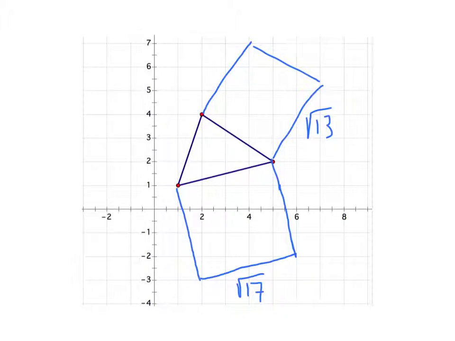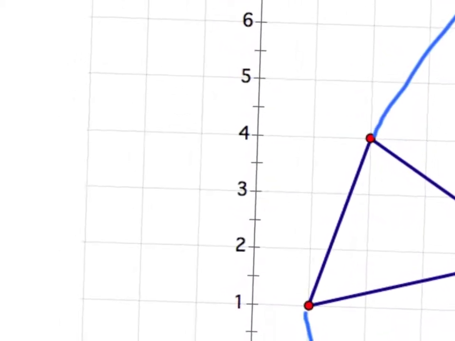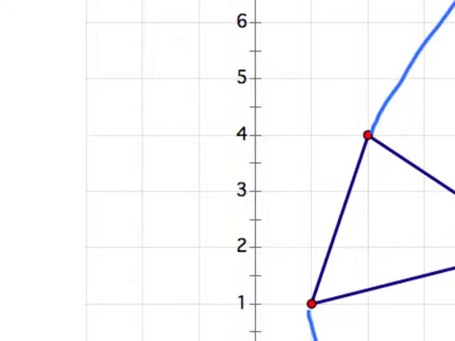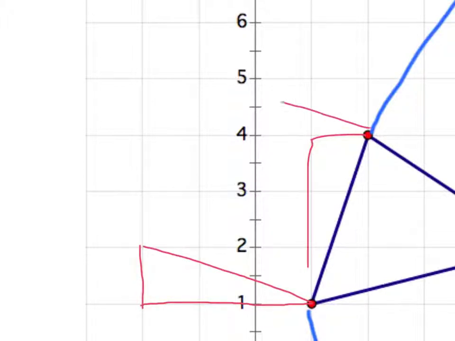Alright, let's do our last one here. Having way too much fun with this. Okay. This has a rise of 3 and a run of 1, which means that the slope of this one is going to be a run of 3 and a rise of negative 1. So we're going to make that there. 3 and 1 there. I'm going to connect those 2 points there.